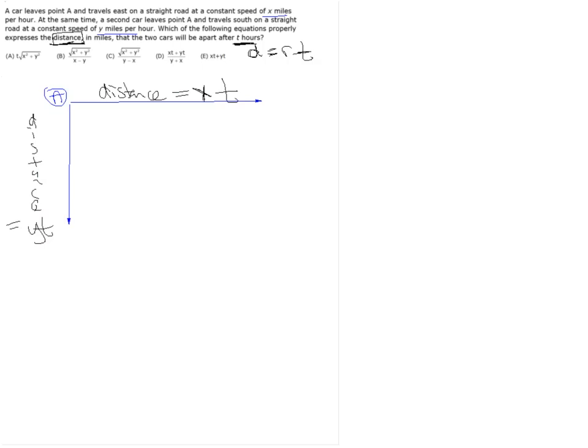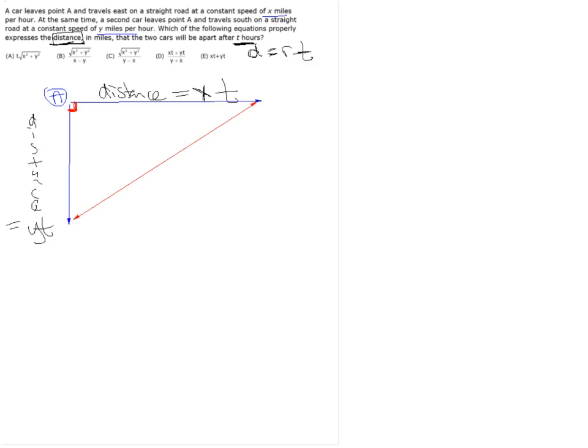Well, now they're asking you how far apart the cars are going to be. And of course, if you think about the physical distance that these cars are apart, it's the hypotenuse of a right triangle. Big surprise, right? We know this is a right triangle because we let one ray emanate to the east and one ray emanate to the south, so this is by definition a right triangle.